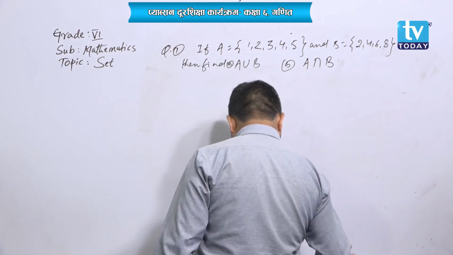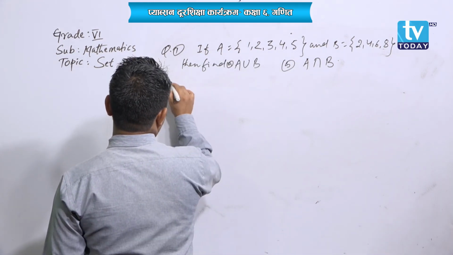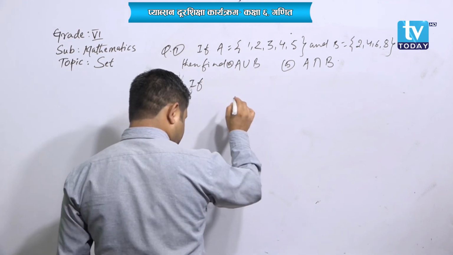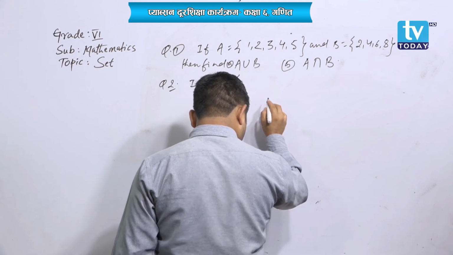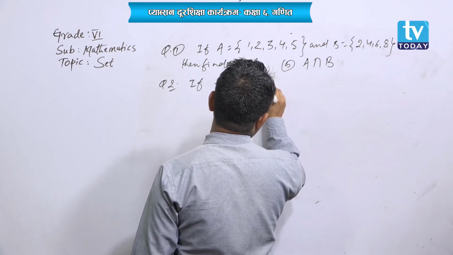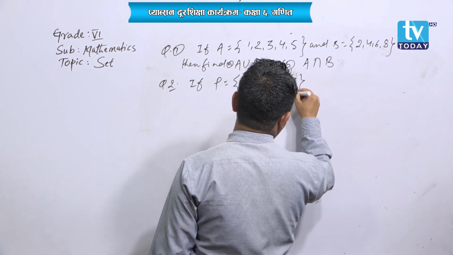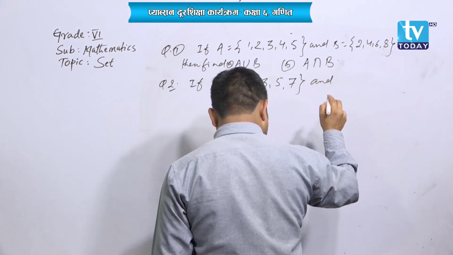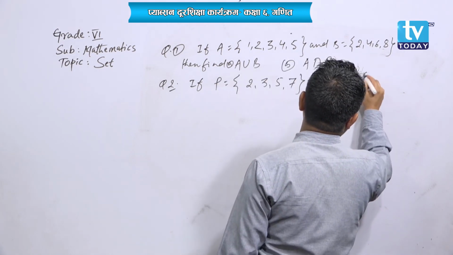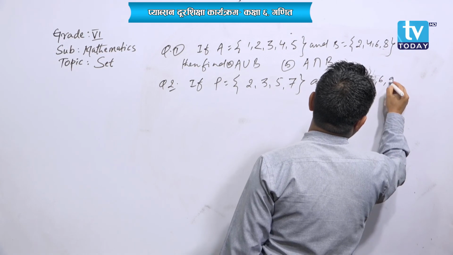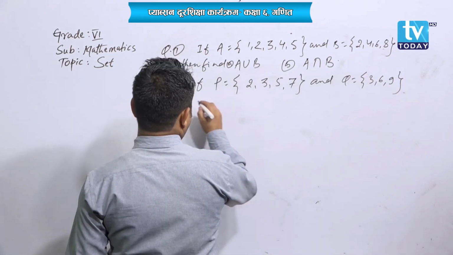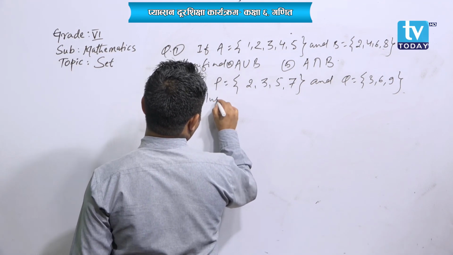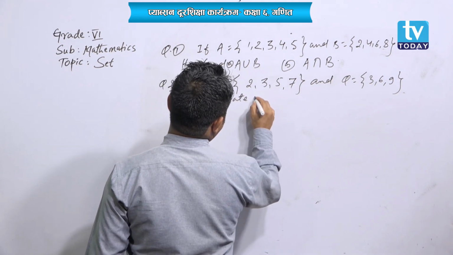Another question, question number 2. If P = {2, 3, 5, 7} and Q = {3, 6, 9}, illustrate them.